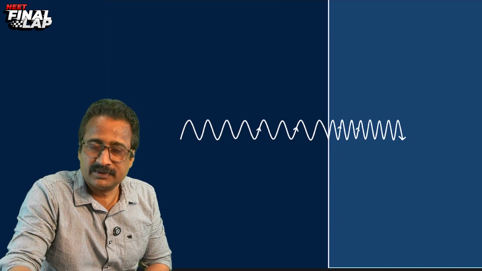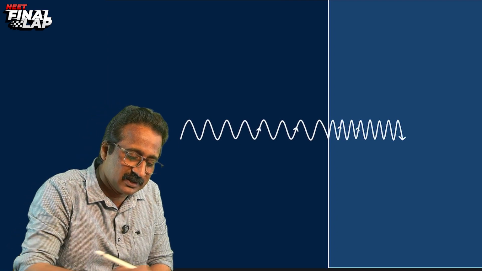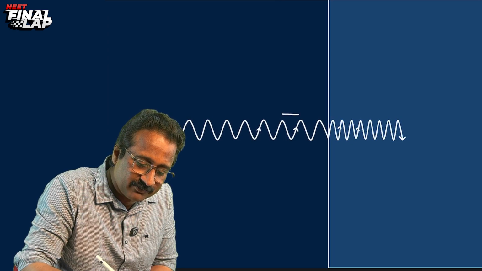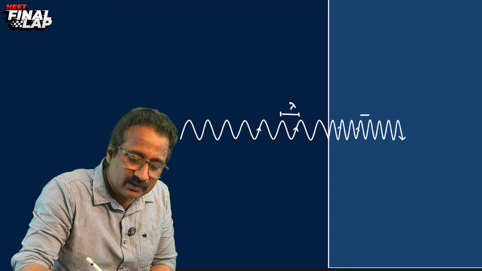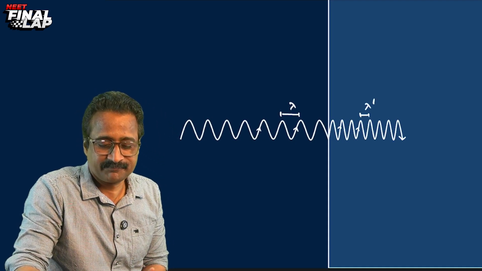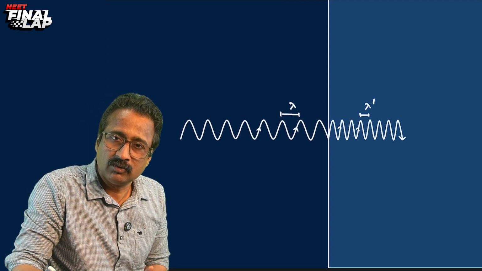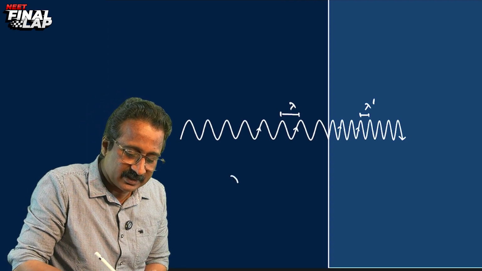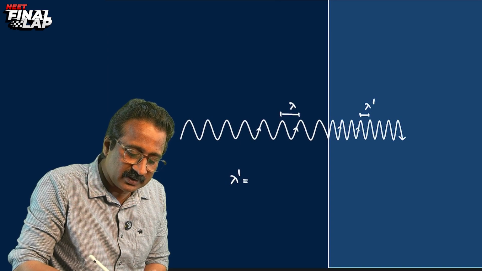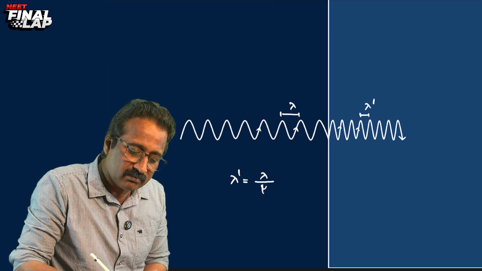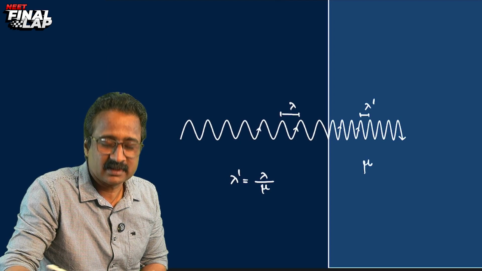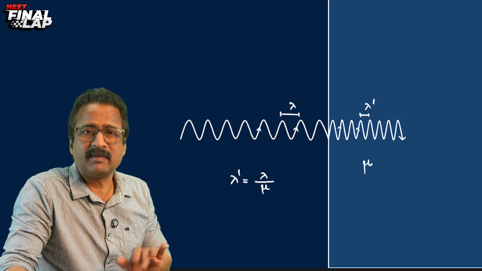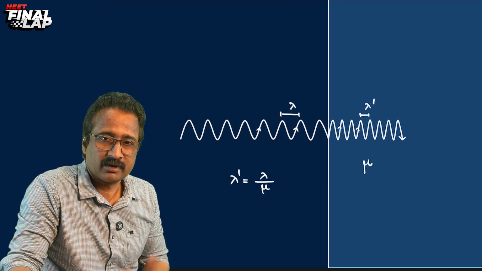Even the wavelength will change. You will see that here, if this is the wavelength, the crest to crest distance, inside the liquid you will see that it has been reduced to something else, lambda dash. Now there is a straight equation I can give you for lambda dash. Lambda dash, the wavelength of light in liquid is given by lambda by mu. And any guess what is mu? Yes, it is the refractive index of the liquid. So wavelength of light will get modified like this.